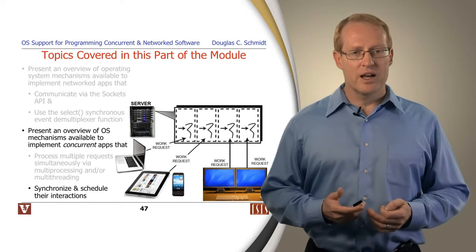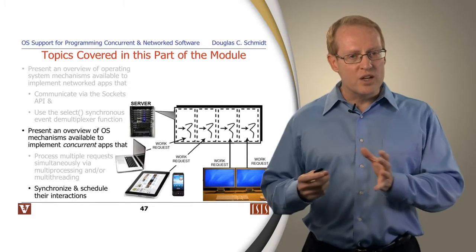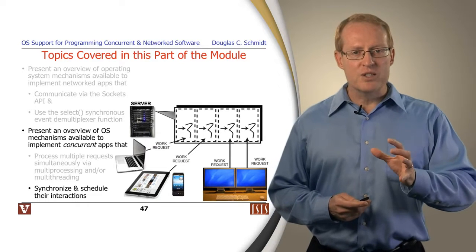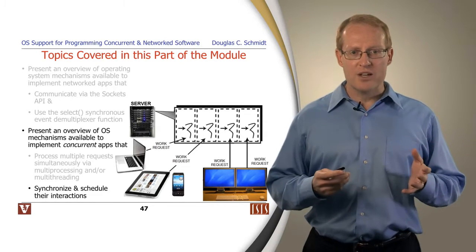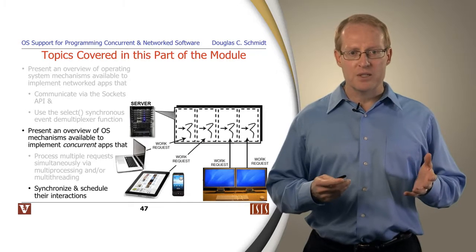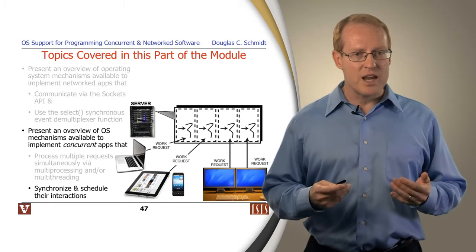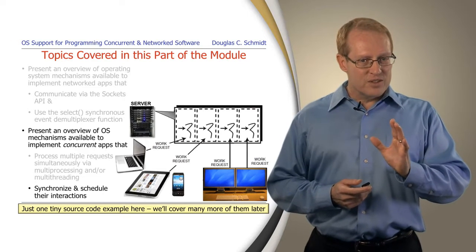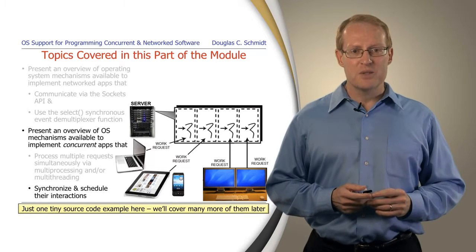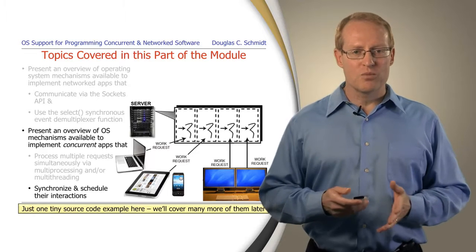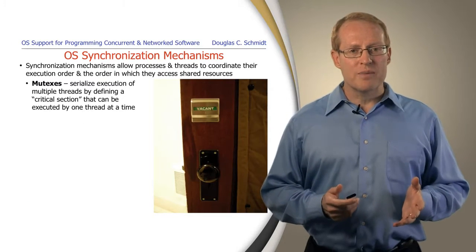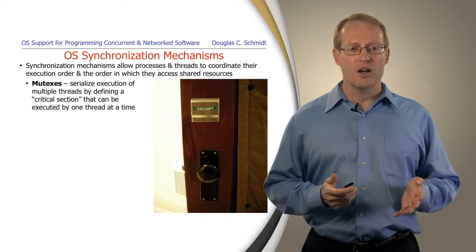In this part of the module, we're going to continue with the discussion of concurrency, except now we're going to focus on synchronization and scheduling and the various operations that are provided by operating systems to allow synchronization between threads and processes. There's just one tiny short code example in this part of the module, and as before, we'll cover more programming a lot later. So let's start by talking about what synchronization mechanisms are.